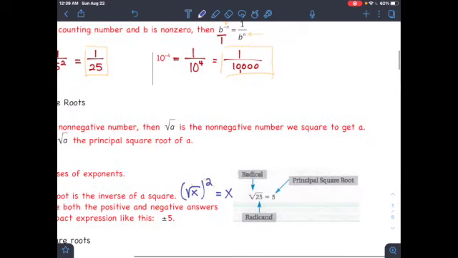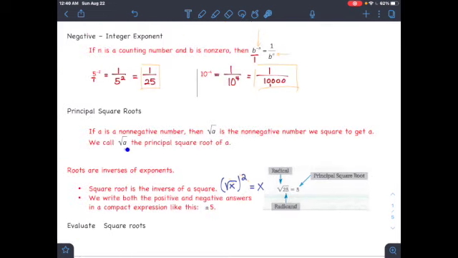Then there are a couple of names. You have the radical, which is the little square root symbol, and the radicand is the number underneath, which is the 25. The principal square root is going to be the 5. So 5 times 5 gives you 25, and that's what the information is talking about. We call the square root the principal square root of a. The principal square root is 5, and therefore the square root of a is going to be the number that multiplied by itself gives you the square root 25.